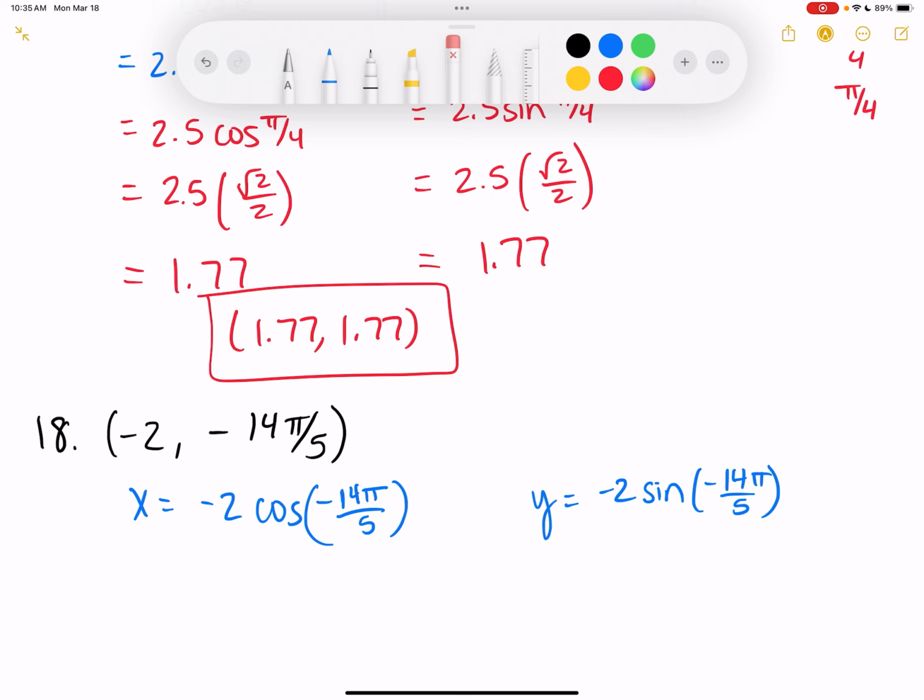I got the y is 1.18. Does anyone have x? Riley, do you not have a calculator still? Nope. We just went through this and it's not charged. So x is 1.62. So we got 1.62 and 1.18.